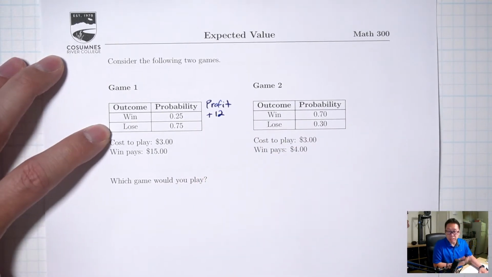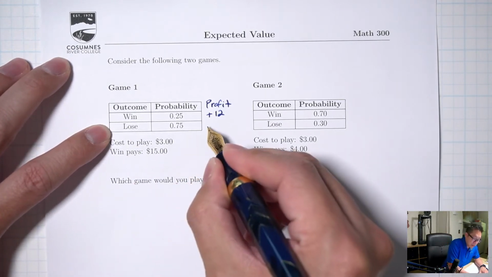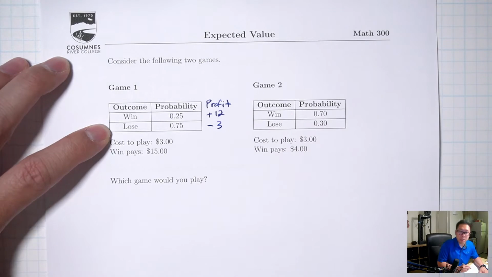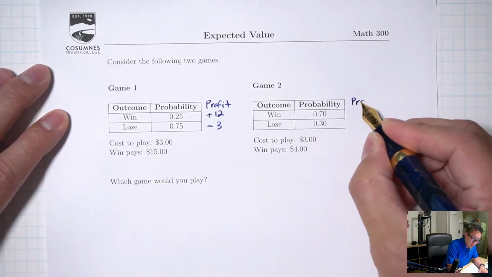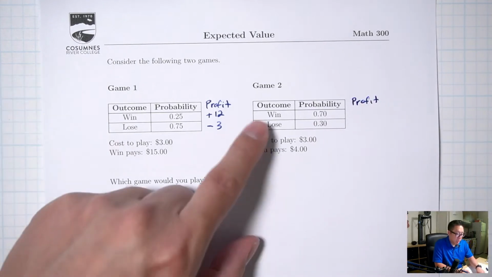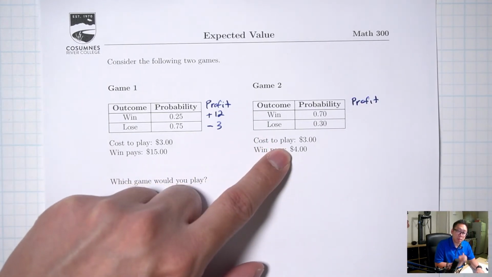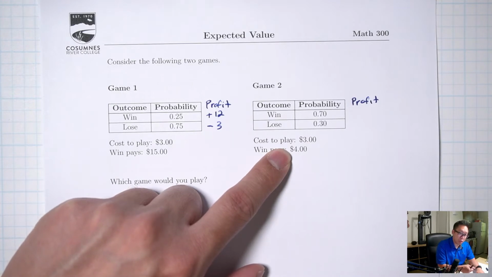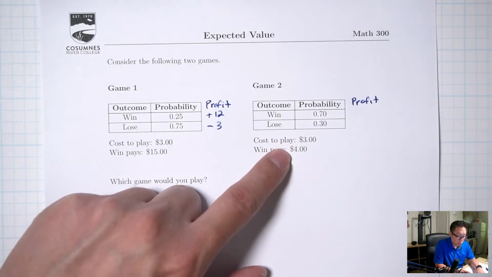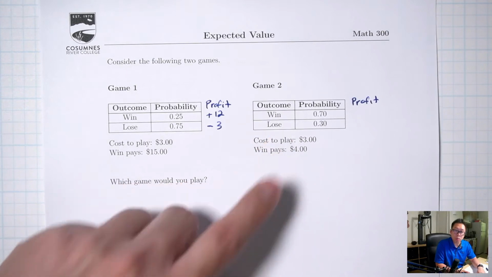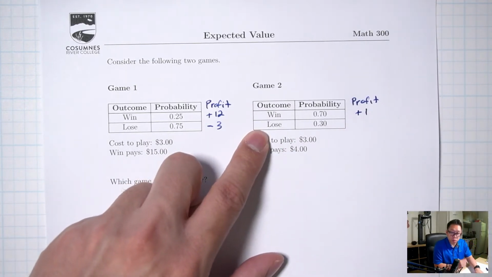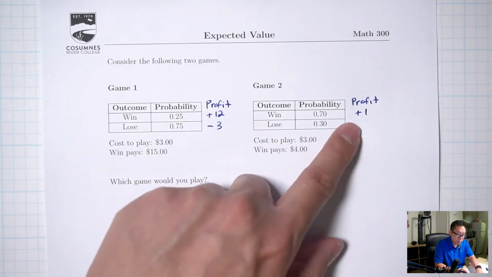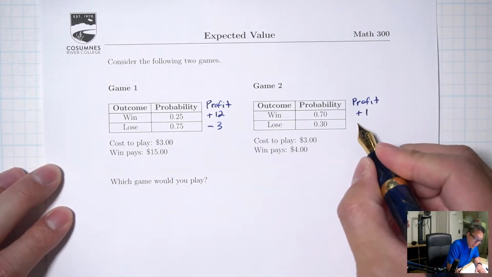If you lose, you get nothing. So you lost the $3 that you paid to play. So I'm going to write that as you're down 3 or you're negative 3. And let's do the same thing for Game 2. Game 2, if you win $4, but you paid $3 to play already, so your actual profit is 4 minus what you paid, so 4 minus 3, which is plus 1. If you lose the $3 that you paid, so if you lose, you're down 3, negative 3.